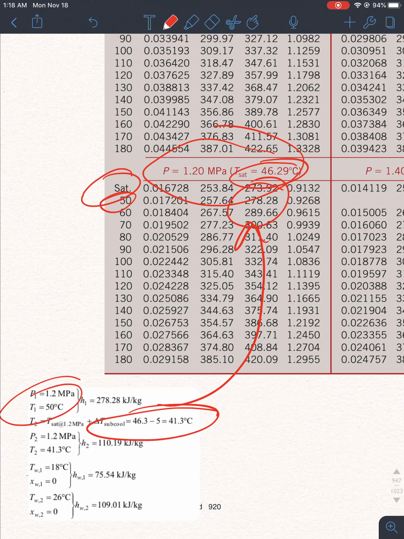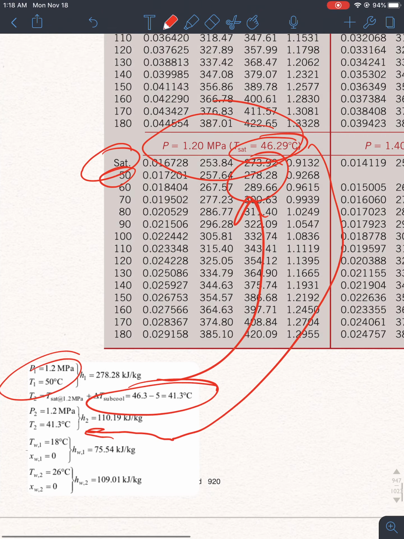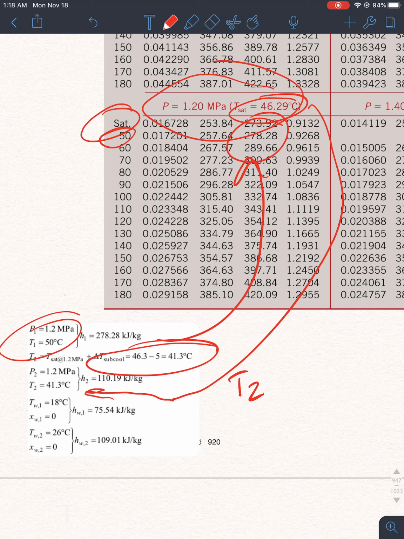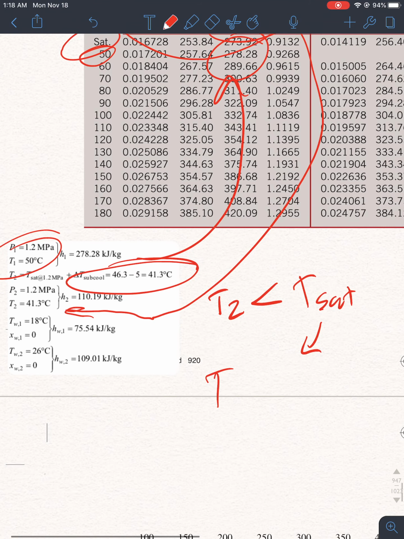Saturation temperature is 46.29, so we do not use that because the temperature is below the saturation temperature. T2 is less than Tsat, so use supercooled. Use supercooled.